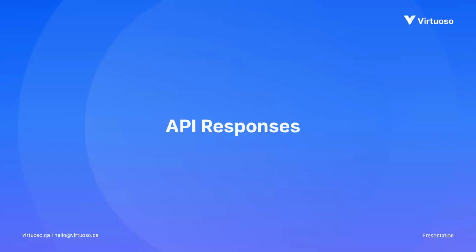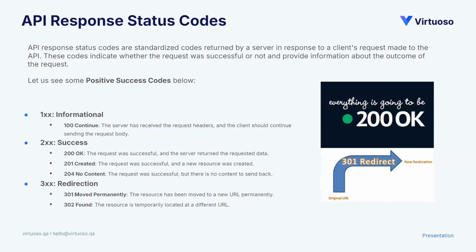So let me move to today's topic. I'll start by discussing API responses. What are API responses? API responses are the data or the information which is returned from an API after a request has been made. Typically these are in the formats of JSON or XML.